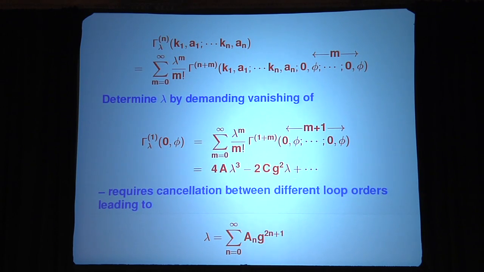And here I have written the first two terms. So this, for example, comes from the tree level quartic coupling in the theory, and this comes from one loop quadratic coupling in the theory, and there are various other corrections to this formula. And now we see that when you demand gamma 1 lambda to vanish, it requires cancellation between different loop orders. In particular, the leading order contribution to lambda comes from cancelling a tree level contribution against a loop contribution. And so by following this procedure, one can get a series expansion for lambda of this form.